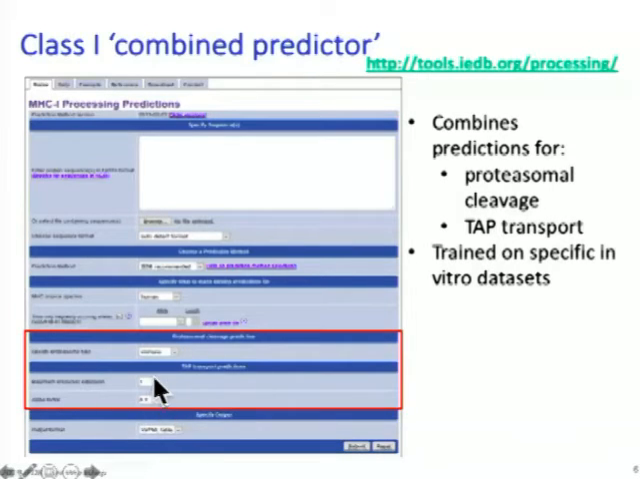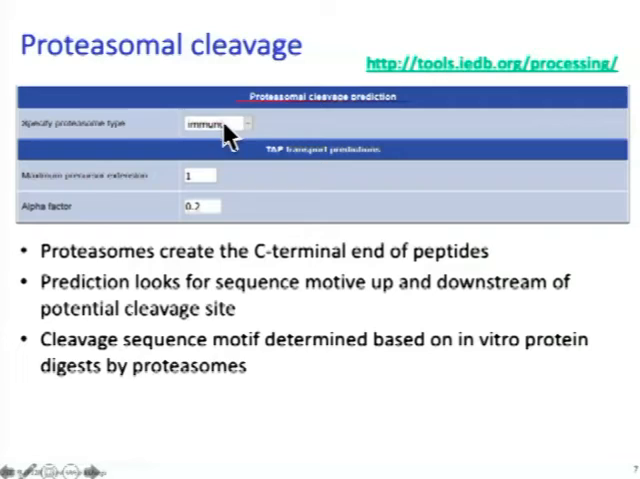And when you look at the site, you have here for the proteasome the ability to choose between immunoproteasome and constitutive proteasome, where there are some differences in their specificity. And that's essentially all you select here.